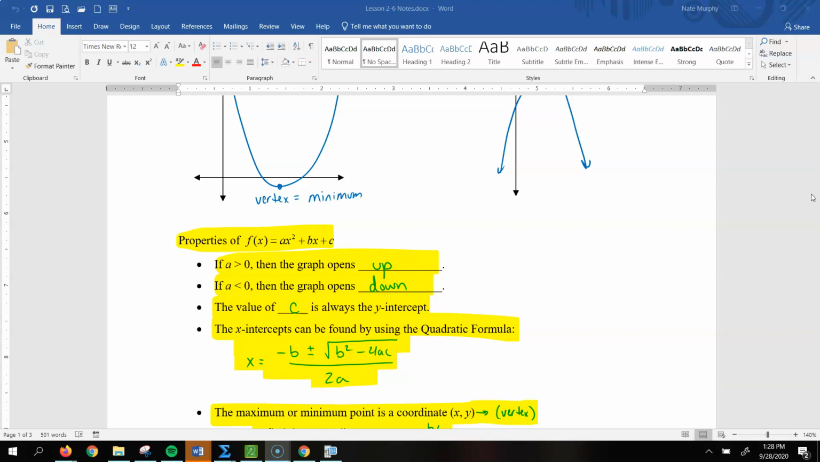So I want to go back to the beginning. X is equal to the opposite of b. Notice what I said there. I didn't say negative b, I said the opposite of b. So if b is already negative, the opposite of that would be a positive value. So make sure you get that clear.